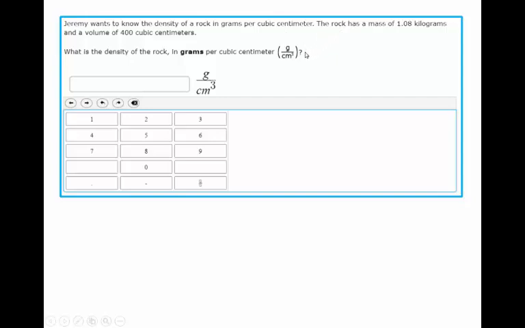Alright, so one thing to keep in mind: do you know the definition of density? You may or may not. One thing that can help you out is this right here, though. Since it says grams, we know you're probably putting this up first. However, we are given 1.08 kilograms, and that's going to have to go into grams.